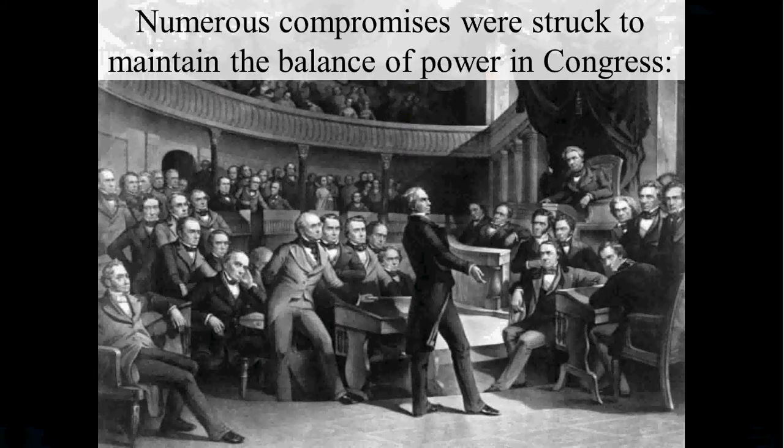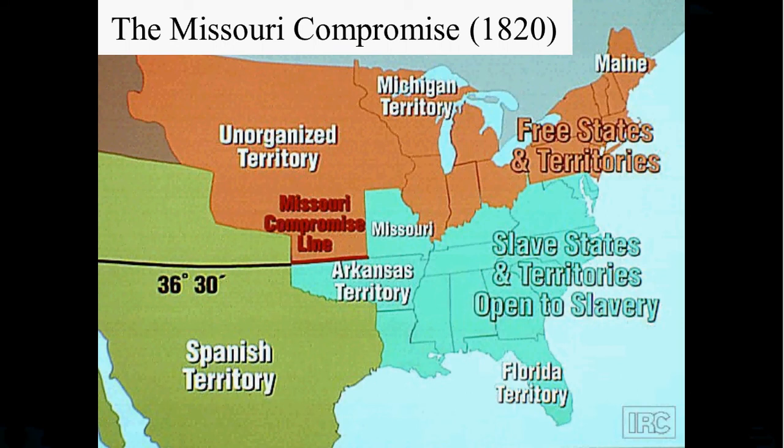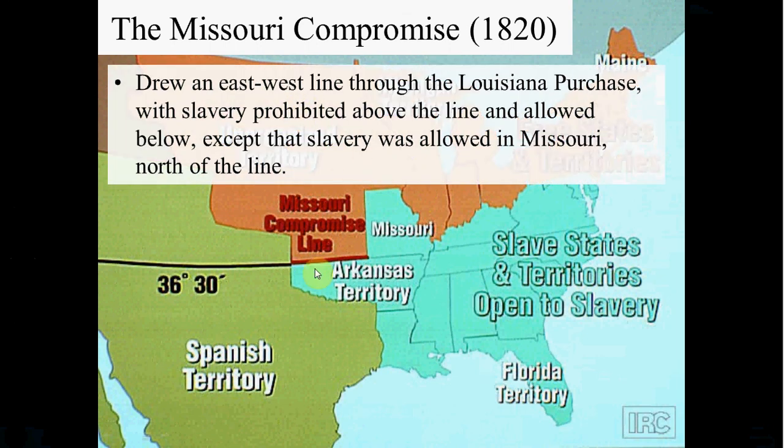All right, so what were the compromises? You see dudes all like, what are we going to do? The admission of new states led to this conflict over slave or free states, so here's three compromises they tried to make. The first is the Missouri Compromise of 1820. This is Missouri right here. This is the Missouri Compromise line. You'll notice that Missouri's above it, so what does this mean? You got your slave states down here, free states up here. What this does is it draws an east to west line, so from here to here, through the Louisiana Purchase, the land up here, with slavery prohibited above that line, no slavery, slavery allowed below the line, and the exception was Missouri. So Missouri was above the line, but it could have slavery. It was the exception.